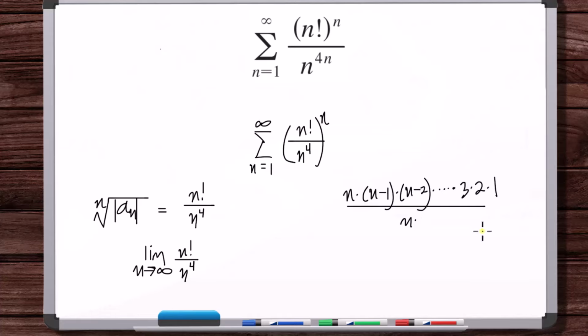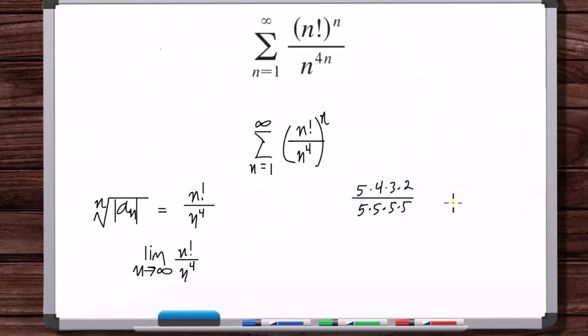Okay, let's try a number here. If we have n equal to 5, we've got 5 times 4 times 3 times 2, and then 5 times 5 times 5 times 5. So this simplifies to 4 times 3 times 2 over 5 times 5 times 5. That's n minus 1 factorial over n cubed. Okay, well there you go. So we should have left it that way.